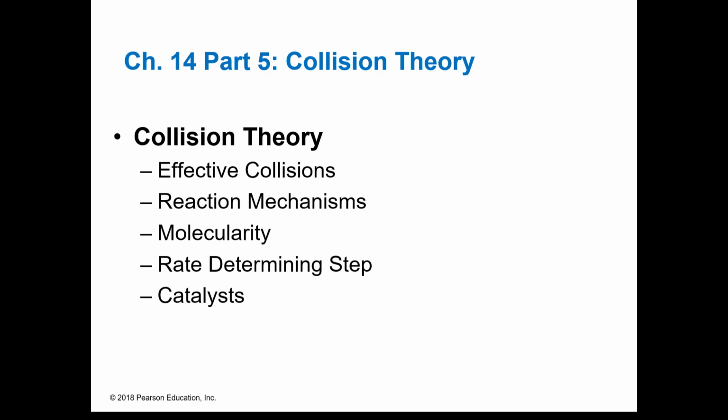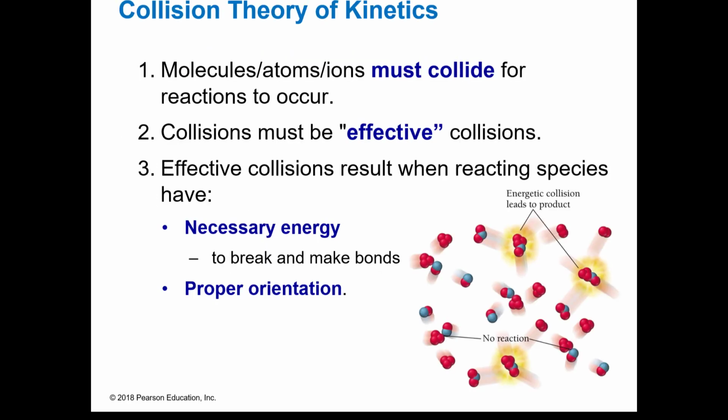because it's usually multi-step, and so we're going to look at that and see how a certain step will determine the overall rate. We call that the rate determining step, usually the slow step. And then last, we're going to look and see how catalysts can affect the rate.